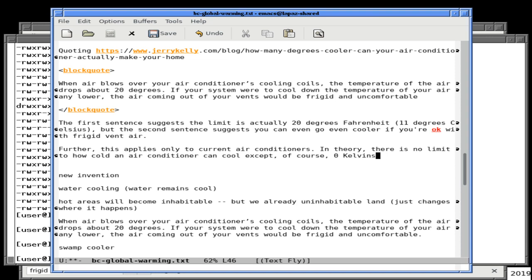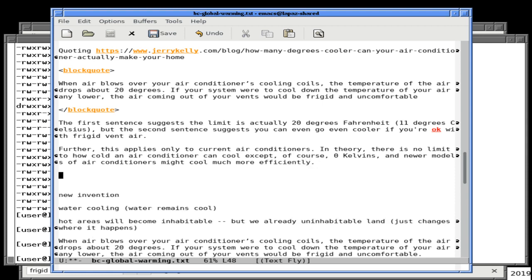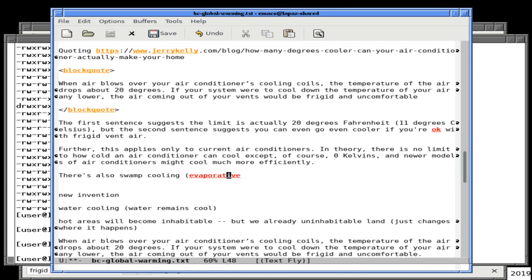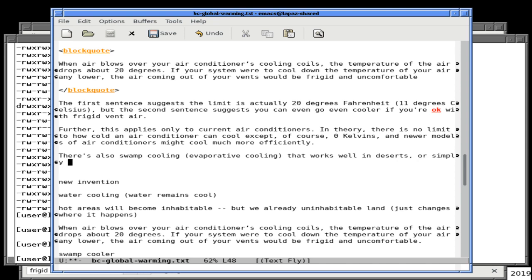Let's see, there's a comma. And newer models of air conditioners might cool much more efficiently. There's also swamp cooling, and I'll put it in parentheses, evaporative cooling. Why is that not a word? Oh, wow. So evaporative. Okay, I need to add that to my dictionary. That works well in deserts, which it does. Or simply cooling things with water, which doesn't heat up as much as land. Also true, it has higher specific heat.